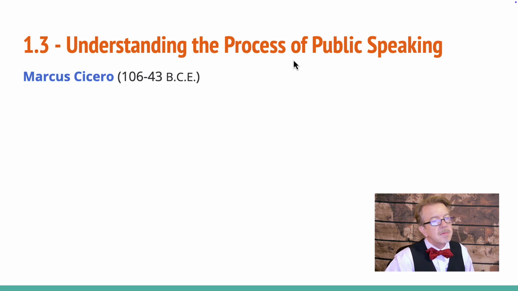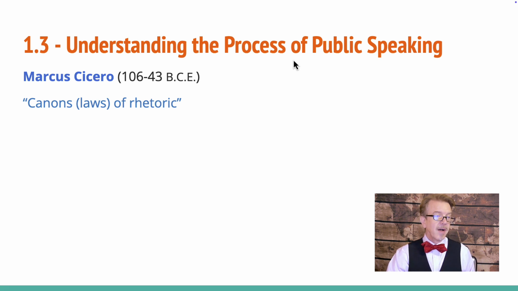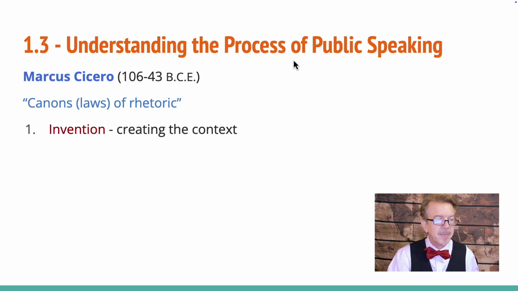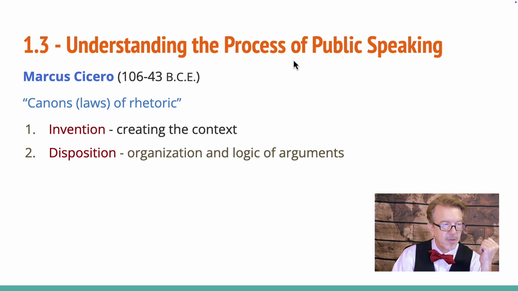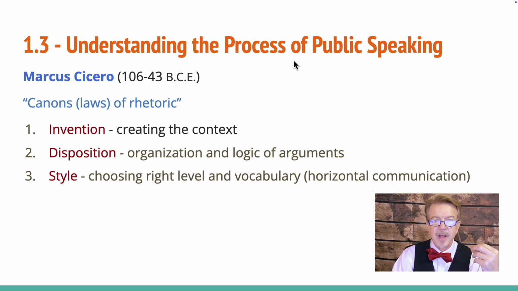Marcus Cicero, from 106 to 43 BCE, that's before Common Era, which is the way of saying BC. By the way, AD or CE, which is Common Era, AD does not stand for after death. It stands for the Latin phrase Anno Domini, or Year of Our Lord. Marcus Cicero, a famous person speaking in rhetoric, had some canons or laws of rhetoric or public speaking. And these are invention, creating the content; disposition, the organization and logic of our arguments, especially in a persuasive speech; style, choosing the right level and vocabulary.